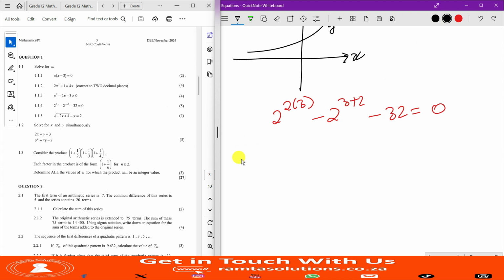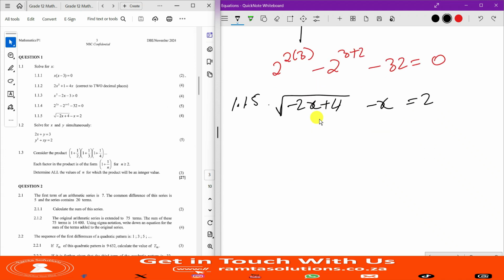Now let's go to 1.1.5. We have the square root of 2x plus 4 minus x equals 2. We are solving for x. Before we proceed, I want to tell you, even if you can get, say, 2 solutions, you must know that only one is possible.